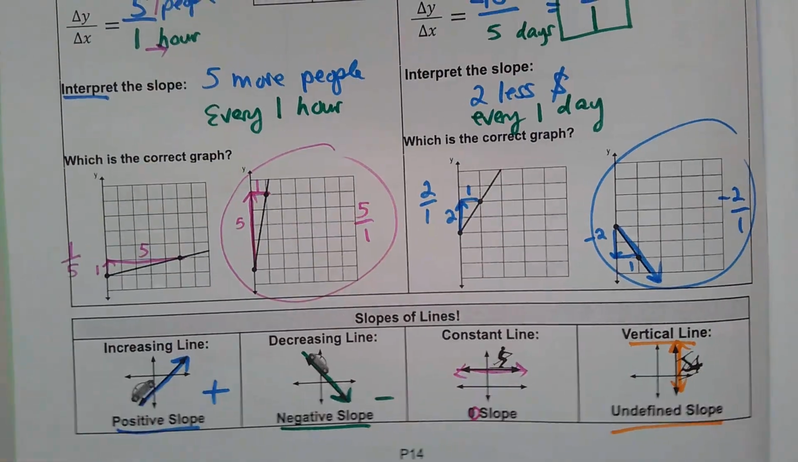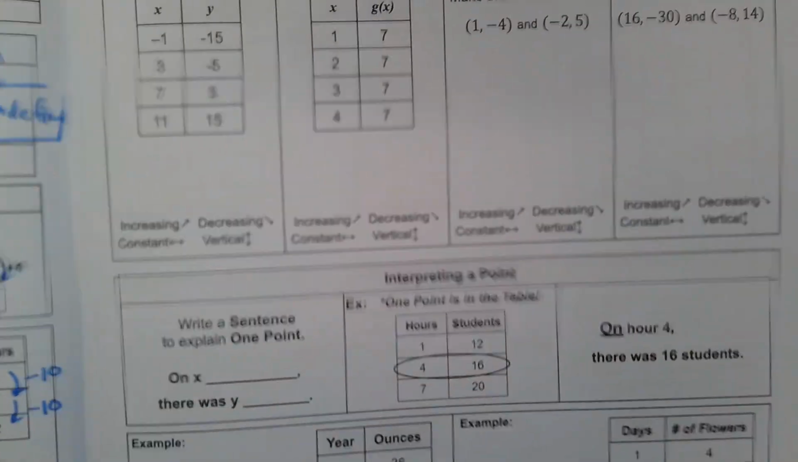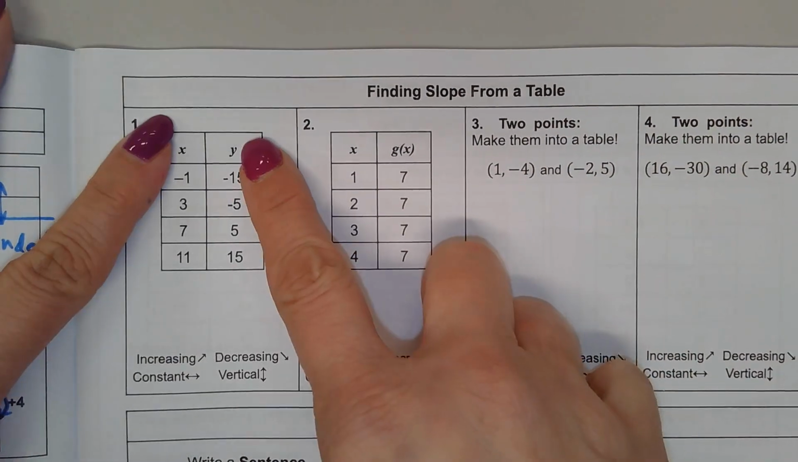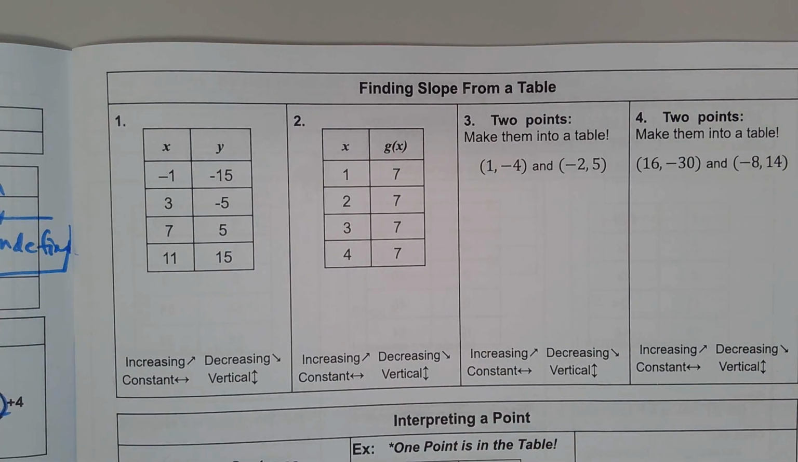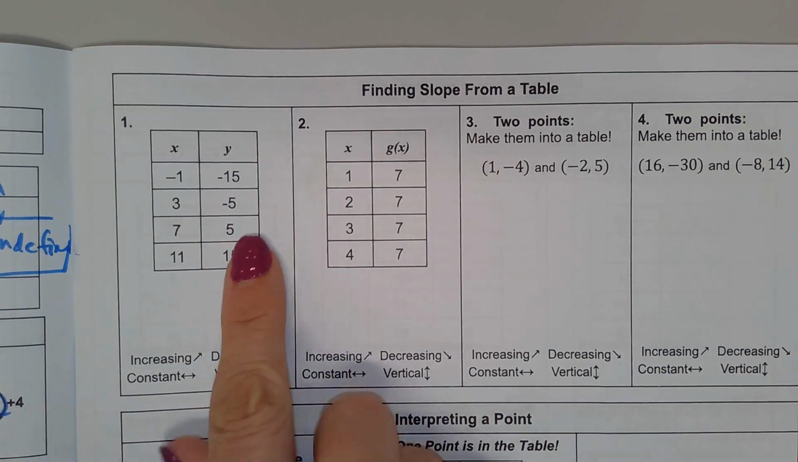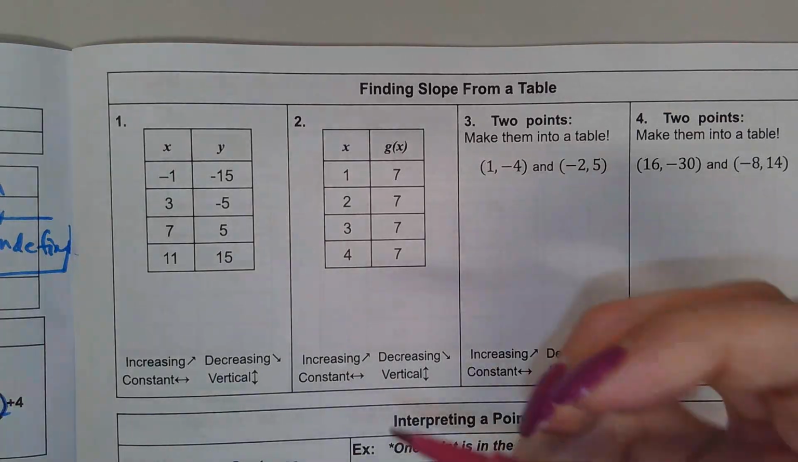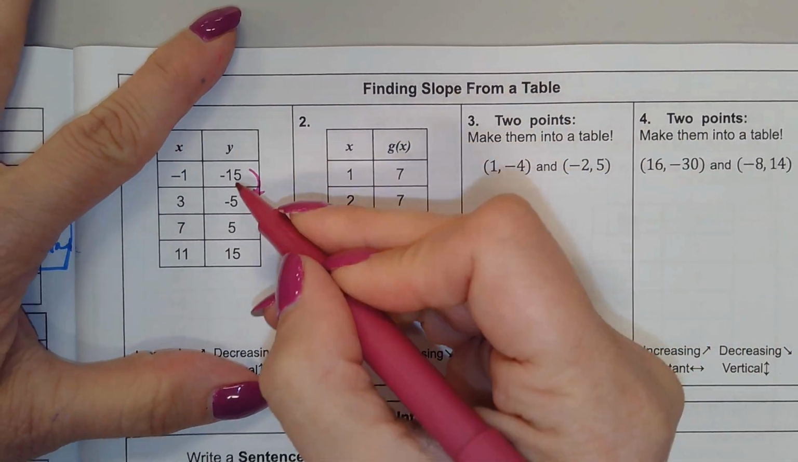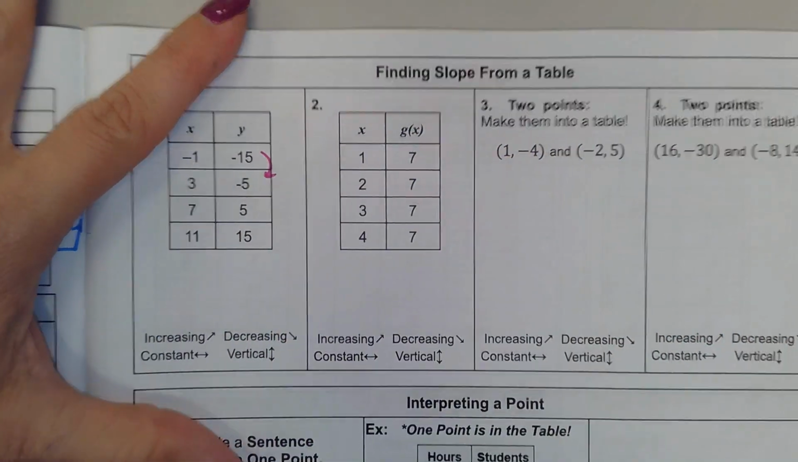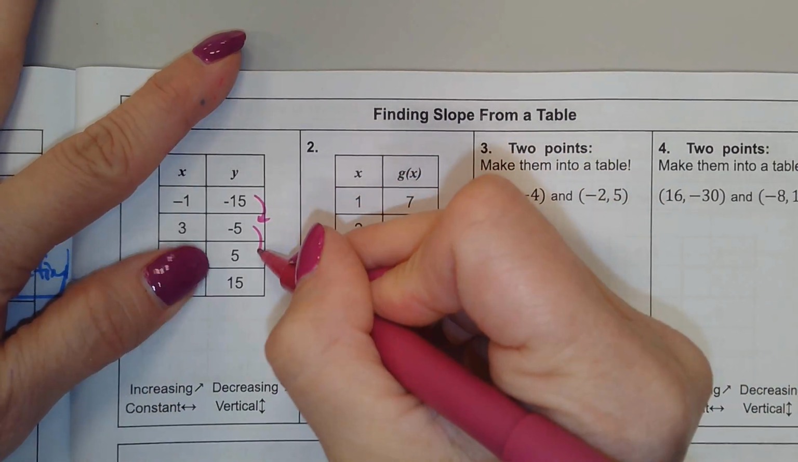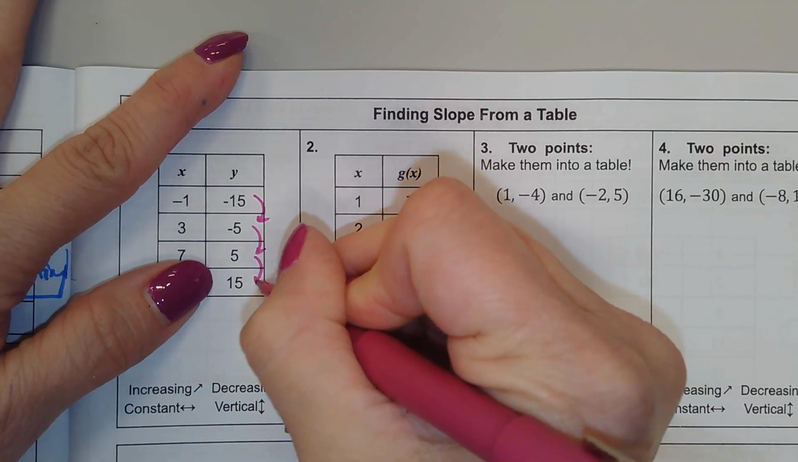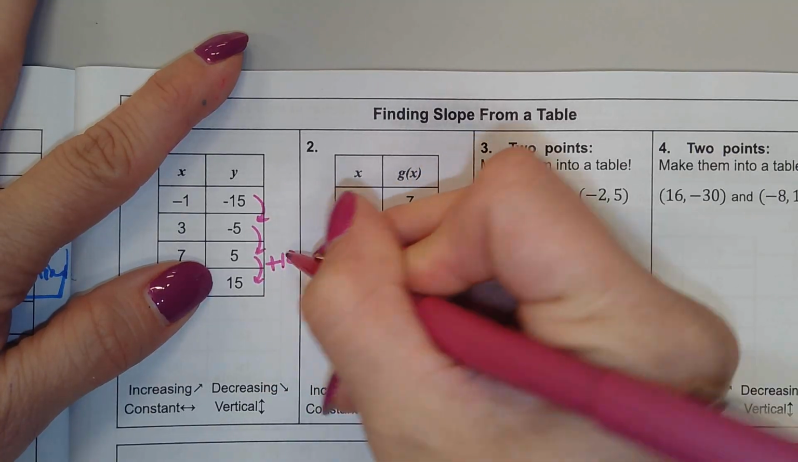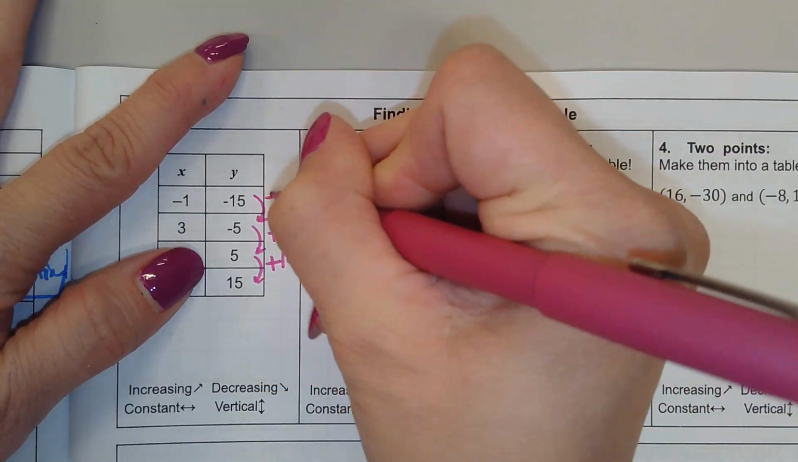All right, let's do the next page. Finding slope from tables is like finding the pattern, but instead of using words, we will use just numbers. So what's happening right here? This is a little tricky, so maybe I will look down here. Minus 5 to 5, or you can think of this. This is plus 10 each time.